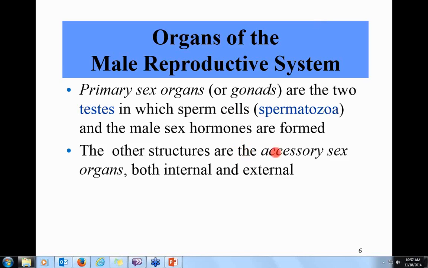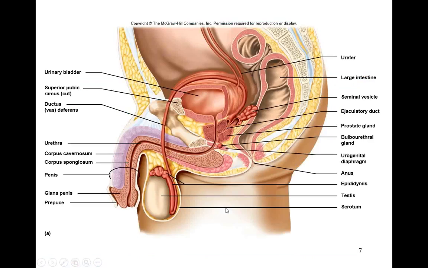You also have accessory sex organs, both internal and external, and this is the male reproductive system. I'll let you guys go through this one. Of course, you have the penis and the testes and the epididymis, and yes, okay, so I'll let you guys go through that.